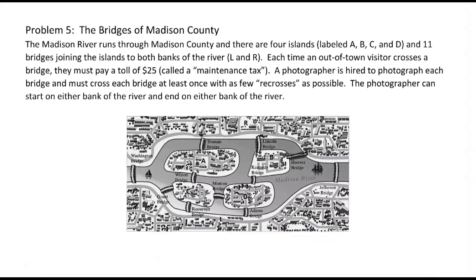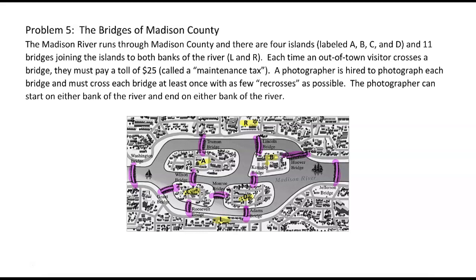Problem 5 is called the Bridges of Madison County. Here we have the Madison River that runs right through Madison County, and there's 4 islands formed. Notice that the 4 islands have been labeled A, B, C, and D to help us discuss each of them separately. There's also 11 bridges that join these islands to both banks of the river. We have the left side of the river here and the right side of the river here. And our 11 bridges are 1, 2, 3, 4, 5, 6, 7, 8, 9, 10, 11.